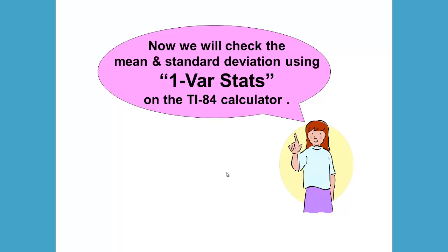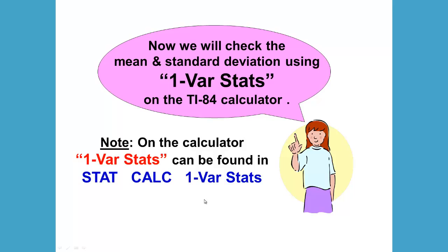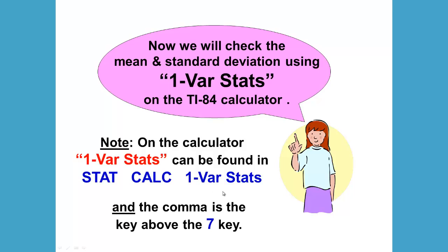Now we will check the mean and standard deviation using var stats on the calculator. Note, on the calculator, var stats can be found by pressing Stat, arrowing over to Calculate, and then choosing var stats under that. And the comma is the key above the 7 key.